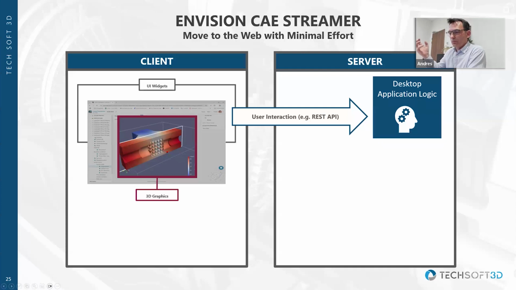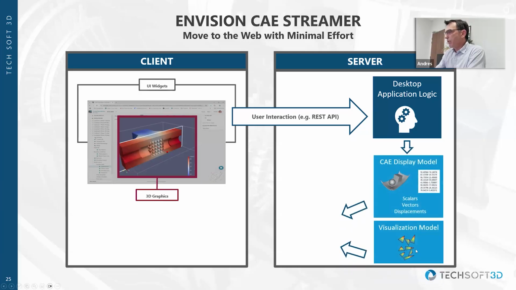This is a point where we're going to try and set up the tools that allow you to keep all this application logic. The application logic will bring out the visualization model. There's an extra step usually here. It will be creating what could be called a CAE display model. This is built from the mesh and the results.